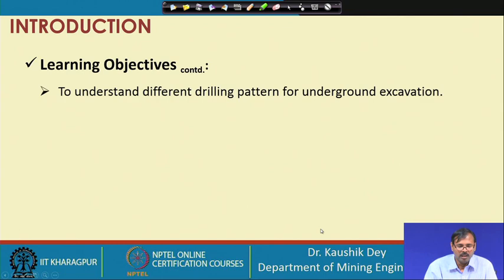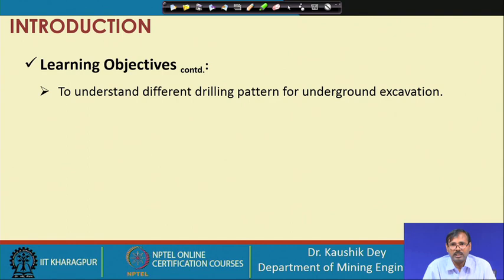Next objective is to understand the different drilling patterns for the underground excavation. The earlier one is for the surface excavation, the next one is for the underground excavation. There is a characteristic difference between the underground and surface excavation.